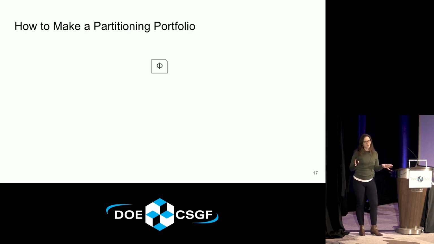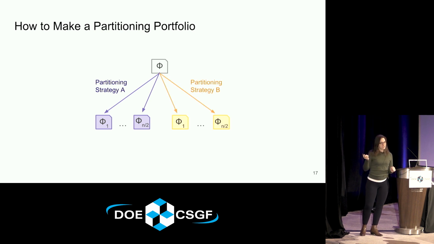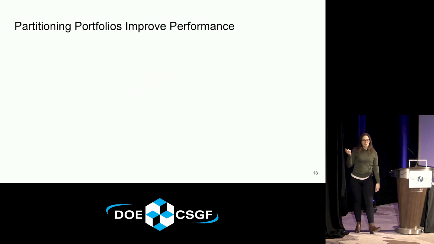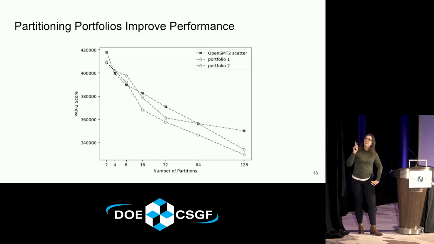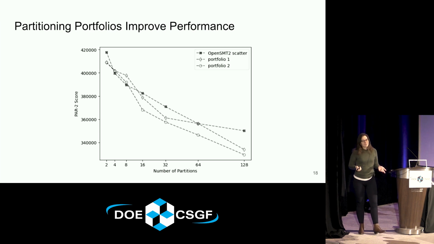So we call this a partitioning portfolio, and you have your input formula, and you're going to create, say, n over 2 partitions with partitioning strategy A. You create n over 2 partitions with partitioning strategy B. You run these in parallel, and you imagine that these are entries in your portfolio. So whichever set of these finishes fastest, they win. Okay? So as I alluded to, we do improve performance by doing this. And we find that compared to the best OpenSMT2 strategy, we can actually do better if we combine some of our approaches. And later we go further and say, you know what, we can probably eventually do as well as OpenSMT2, so we'll incorporate their strategy into our portfolio.